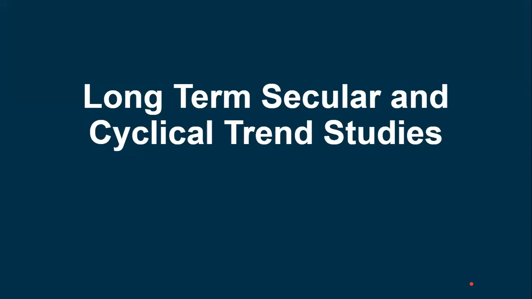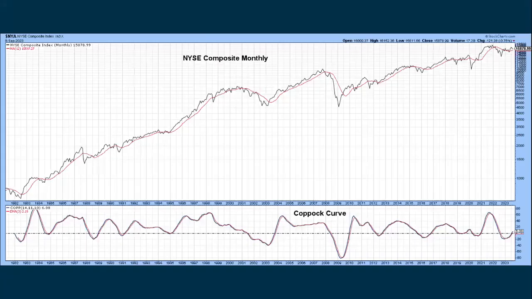Then some long-term secular, which means decades, or cyclical trend studies. Cyclical might mean years, where we look at a monthly chart of the NYSE composite, where even though we're seeing some weakness, we're still above the moving average. And the Kopic curve, which is another momentum oscillator, continues to be positive.